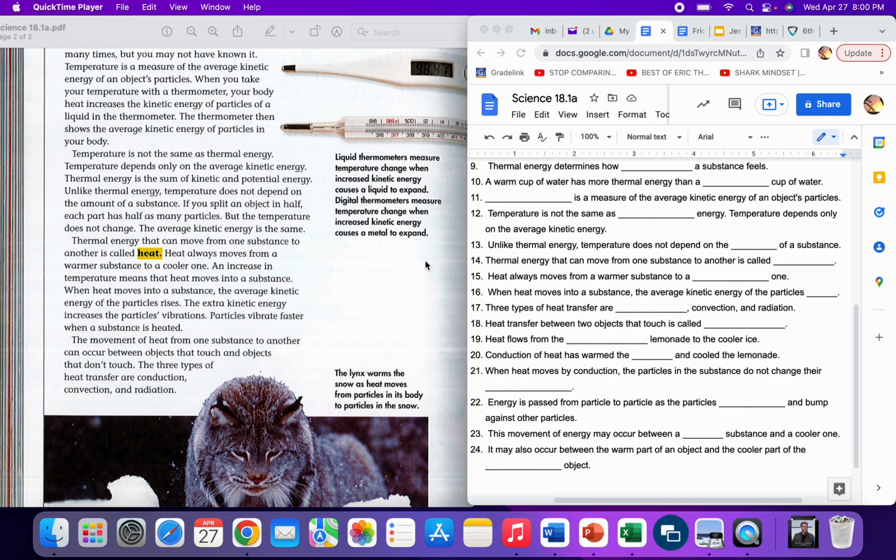Okay, so we're cruising along here. You got all the way through number 17. We're going to start talking about this. This will be a challenge for us, guys.